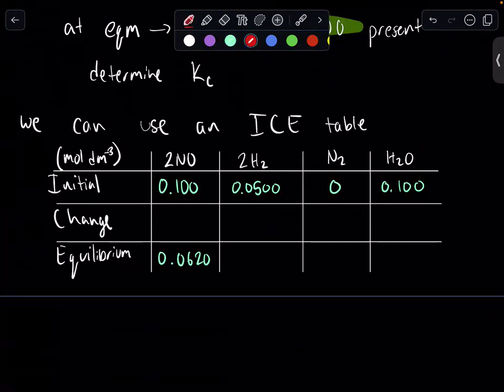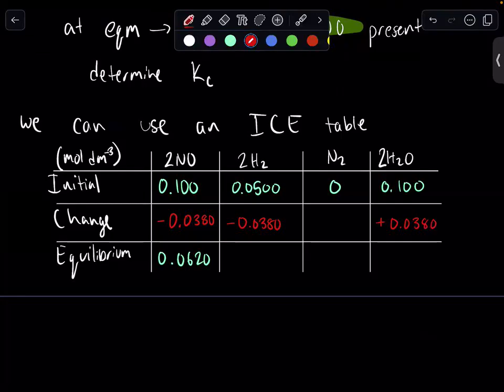So what we're going to do is start inferring what has happened. For our nitrogen monoxide to get to equilibrium, it has changed by losing 0.0380 moles. Because our hydrogen has the same coefficient, it has also lost 0.0380 moles. And because our water has the same coefficient, it has gained 0.0380 moles.